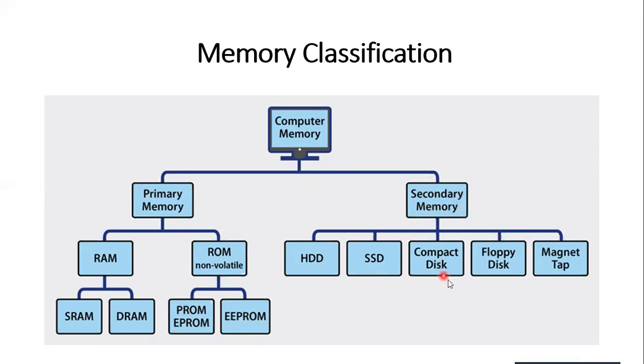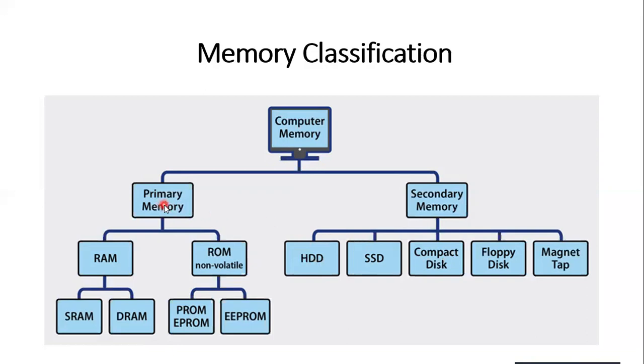The secondary memory uses magnetic tape, floppy disk, then compact disk, DVD, and then hard disk, then SSD, a new kind of technology, solid state drive. So very fast memory. Present computers and laptops use this kind of memory. Now let me see one by one.